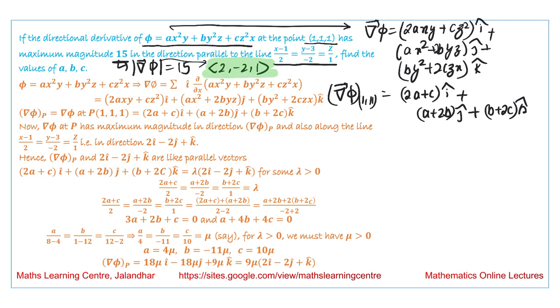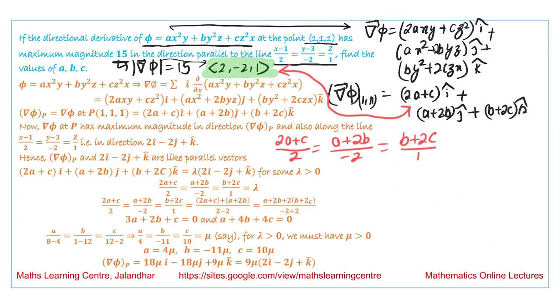Now this is the value of the gradient, and the direction of the gradient is given to be 2, minus 2 and minus 1. So both these values are proportional. So we get that (2a plus c) over 2 is equal to (a plus 2b) over minus 2, which is equal to (b plus 2c) over 1. Both these vectors are proportional because they are parallel to each other.